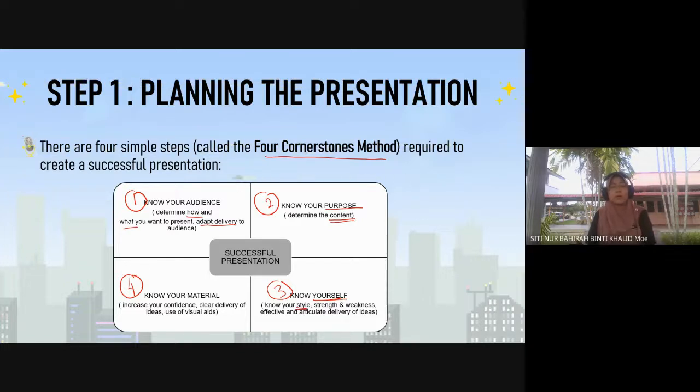So certain people are more serious and smiley. Certain people are good at being funny and using jokes. So you have to know yourself, okay? So your style might be funny, so you should not force yourself to be too serious, or your style might be serious, so you shouldn't force yourself to be funny. Okay? So know your style, know your strength and weakness.